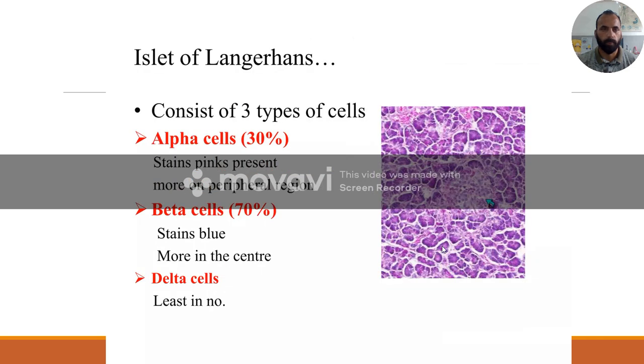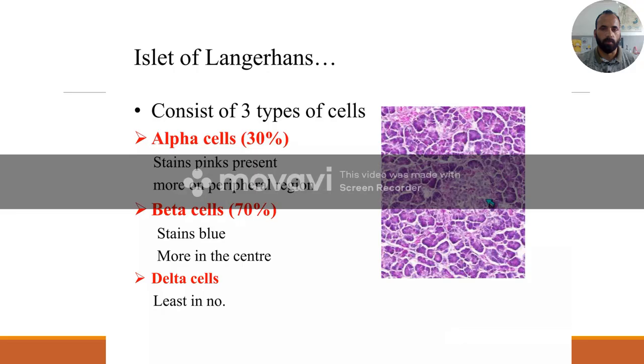In the islets you have three types of cells: alpha cells, beta cells, and delta cells. Under H and E, you can hardly see these three types of cells because you have to go for special staining. But if you compare the percentage contributions, the beta cells are the most numerous, at 70% of the islet, compared to the other two cells.